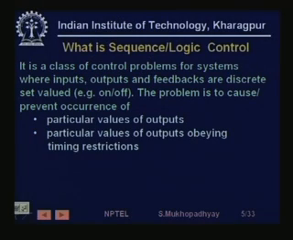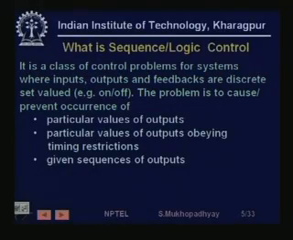Similarly, we could also have timing restrictions. So you can say that after the train coming sensor becomes on, within 1 minute the gate close sensor should become on. So now you are giving some timing restriction. So you must ensure that the gate becomes closed within 1 minute of the train coming sensor becoming on. We might also like some given sequences of outputs.